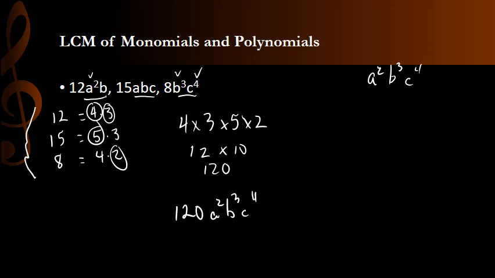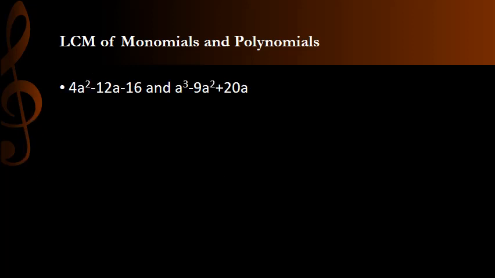Okay, there we go. Now let's look at a polynomial and how we're going to find the least common multiple for it. All right, so here we've got a couple of polynomials that we've got to find the least common multiple of. And what we want to do is start off by factoring these. Here we've got 4a squared minus 12a minus 16, and then our second polynomial is a cubed minus 9a squared plus 20a. So let's work on the one on the left first.